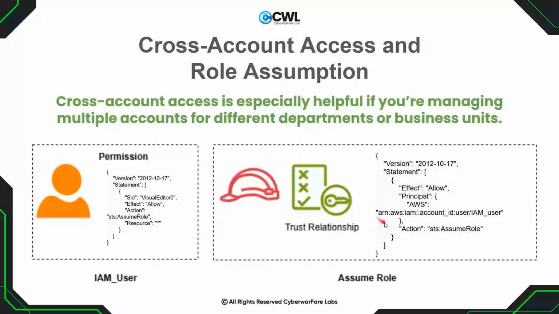And the third step is assuming the role from the source account. This particular user will be assuming this role to view whatever resources are present in account B. So this role will be created in account B, and the user will be created in account A. Okay, so this is how we can set up cross account access and role assumption.